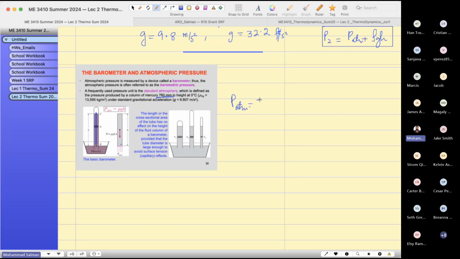Atmospheric pressure is 760 mm of mercury at 0 Celsius. It is independent of the size or the diameter of the tube, but it depends upon the fluid, which for water is different. Okay, let's do one problem here.